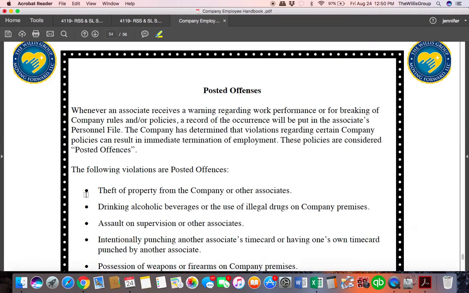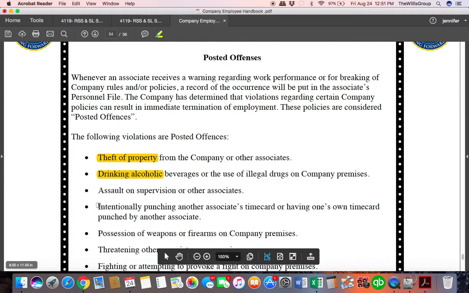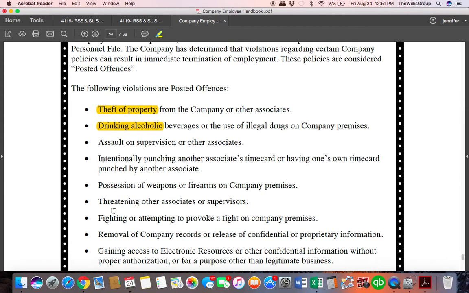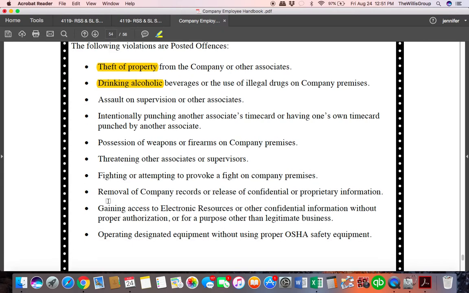Okay, let's talk about some posted offenses, some things that definitely can result in disciplinary procedures. Obviously, things like theft of property from the company or other associates, drinking alcoholic beverages, or the use of illegal drugs on company premises, assault on a supervisor, intentionally punching another associate's time card, meaning signing in for someone else, possession of weapons or firearms, threatening other associates or supervisors, fighting or attempting to provoke a fight, removal of company records.